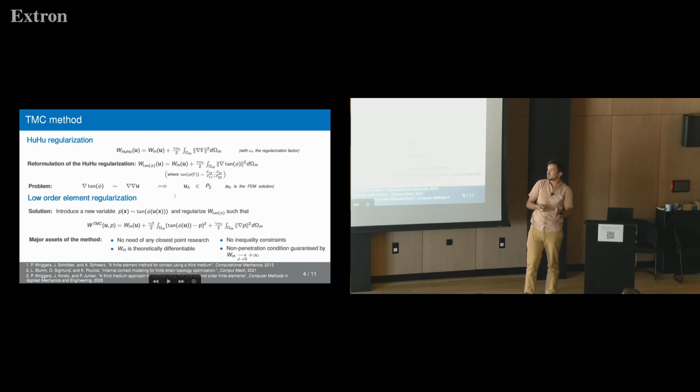The major assets of this method are, firstly, that we don't need to implement any closest point search algorithm. The energy is completely differentiable. We don't need to deal with any inequality constraint, and the non-penetration is guaranteed naturally.